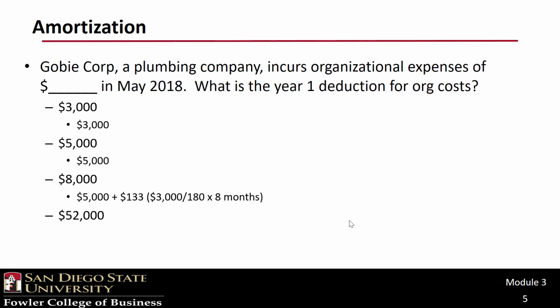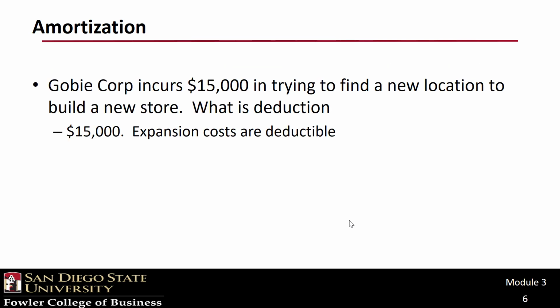If we really increase the org cost to $52,000, then of course now we break through the small business threshold of $50,000 by $2,000. Thus, we must phase out the $5,000 by the same $2,000, leaving only $3,000 to expense. After we expense $3,000, the remaining $49,000 must be amortized. Thus, $49,000 divided by 180 times 8 is $2,178 for a total of $5,178.